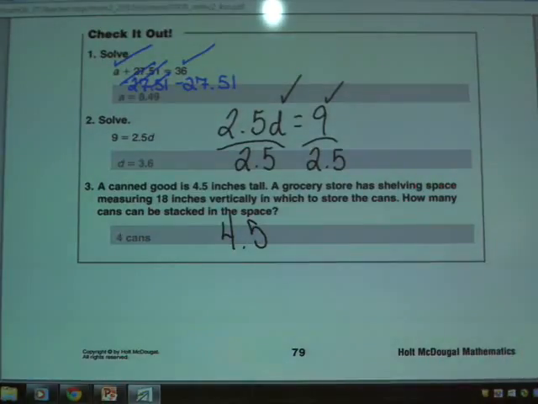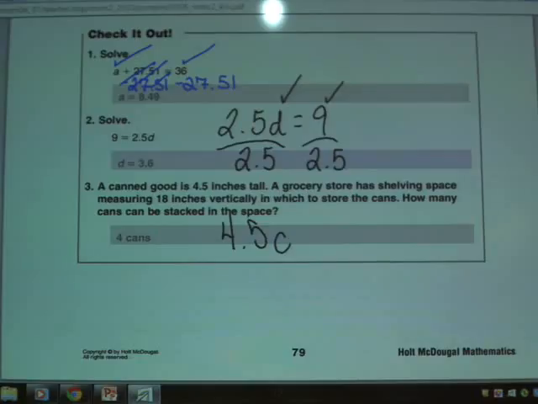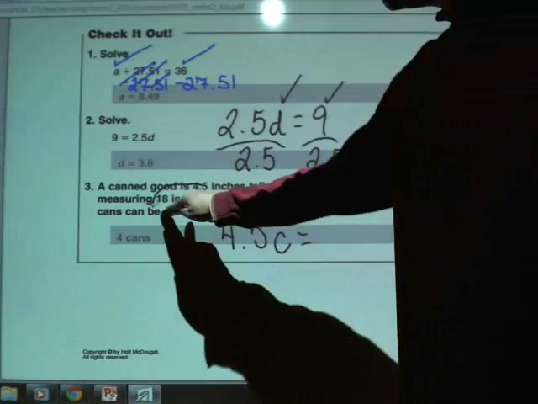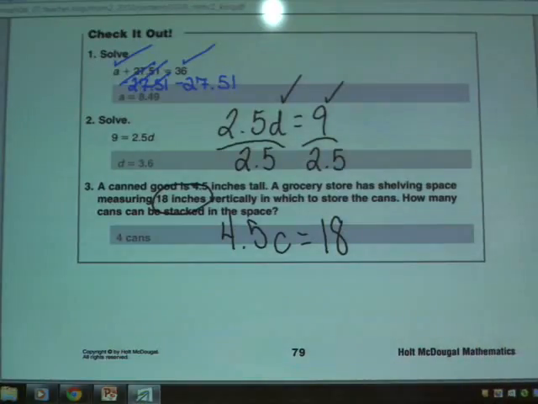If we were saying there's 2 cans there, and I said find the height, you'd write 4.5 times 2. If there were 3 cans there, and I said find the height, you'd do 4.5 times 3. If I don't know how many cans are there, that's what we're figuring out, I'm going to write 4.5 times, pick a variable, let's go with C for cans. So 4.5 times the number of cans has to make my maximum height, which they told us in this second line is 18 inches. So 4.5 times what number is 18 is what we're solving for.